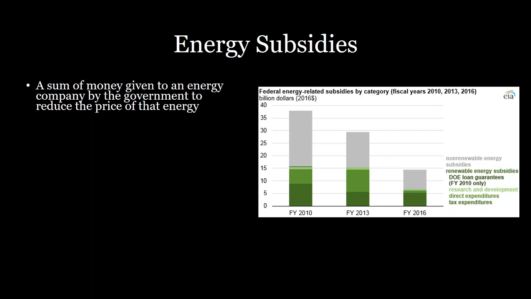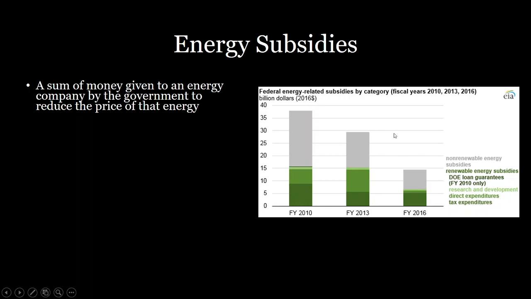And we can see here in this graph that the amount of money going to non-renewable energy subsidies is quite significant. In 2010, the amount of energy subsidies going to fossil fuel industries was over $22 billion.